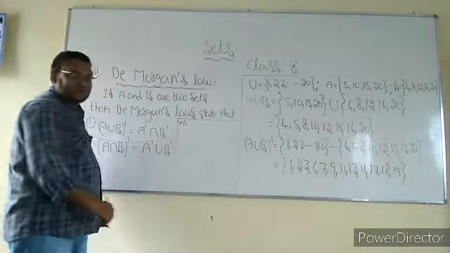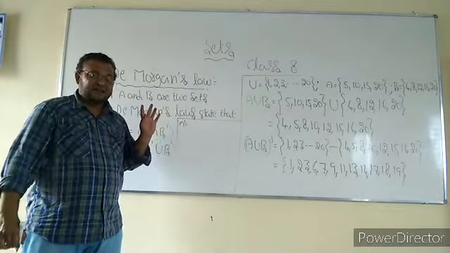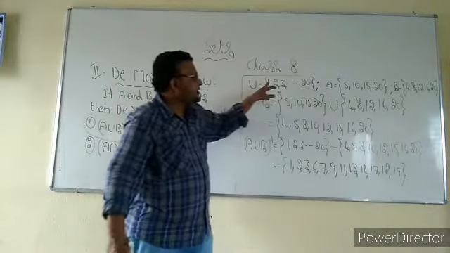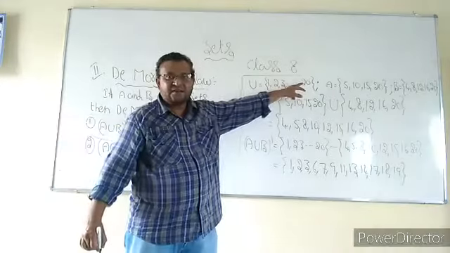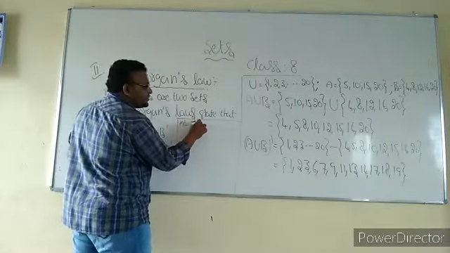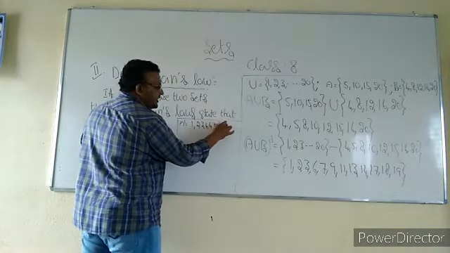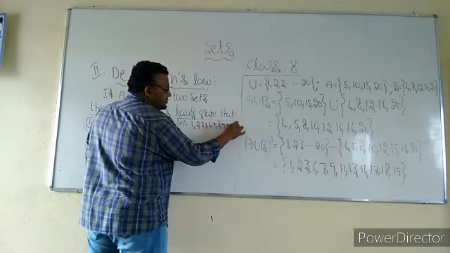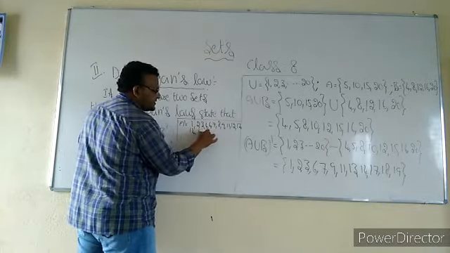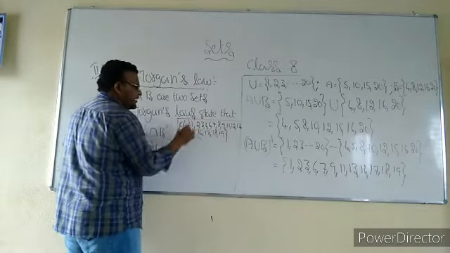A dash means the elements which are not in A. A is here 5, 10, 15, 20. Then all the remaining elements will come under A dash. That means 1, 2, 3, 4, 6, 7, 8, 9, 11, 12, 13, 14, 16, 17, 18, 19.